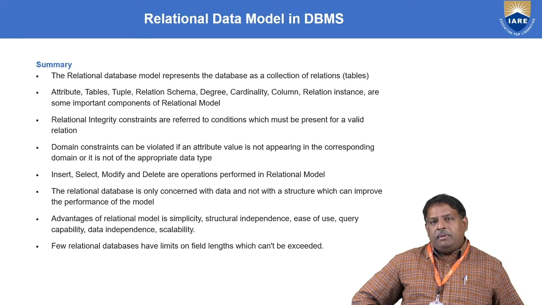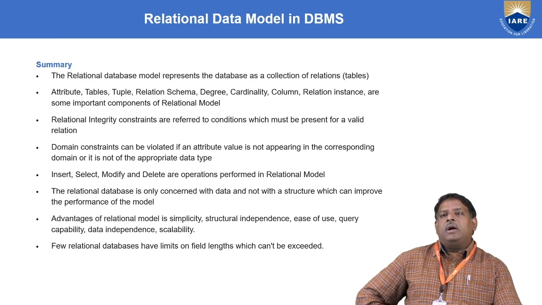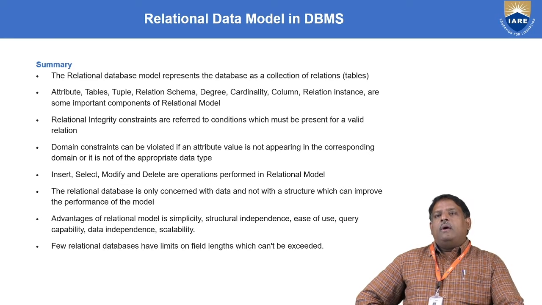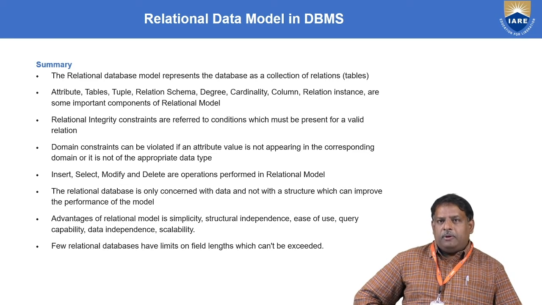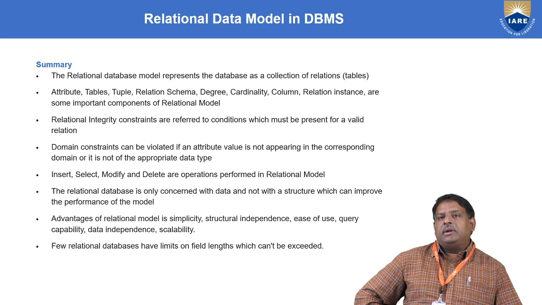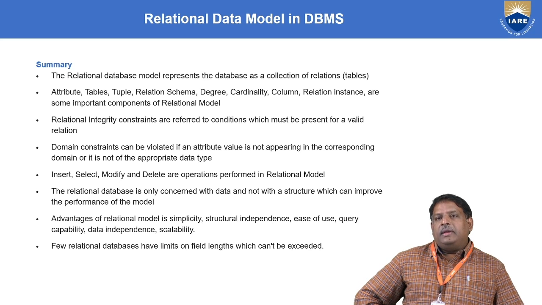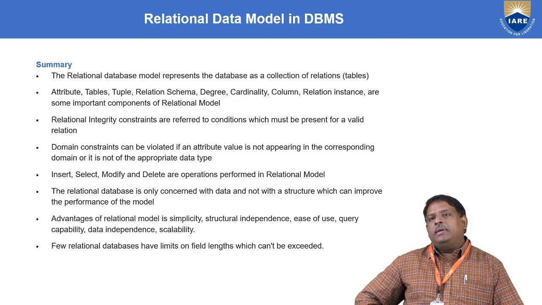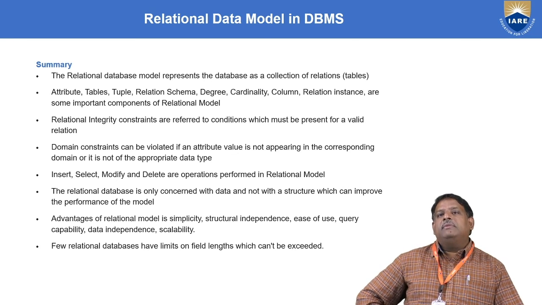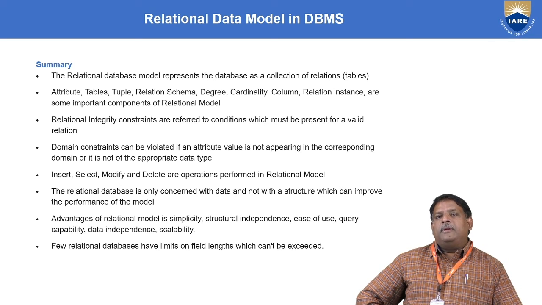Domain constraints can be violated if an attribute value does not appear in the corresponding domain or is not an appropriate data type. Earlier we saw the domain constraint; let's check customer name. If we don't give the customer name, then this domain constraint will fail, saying that there is no customer name.